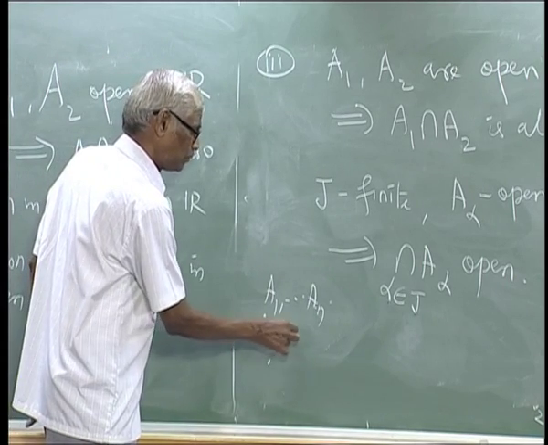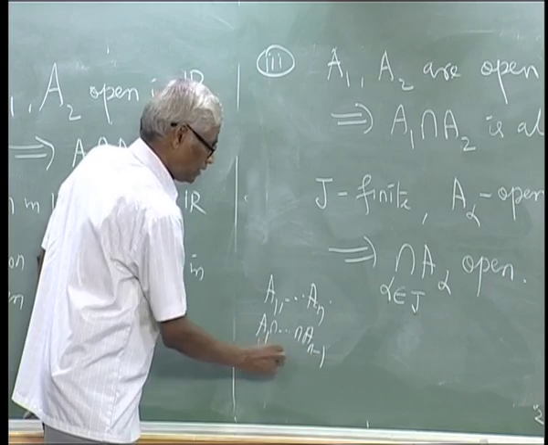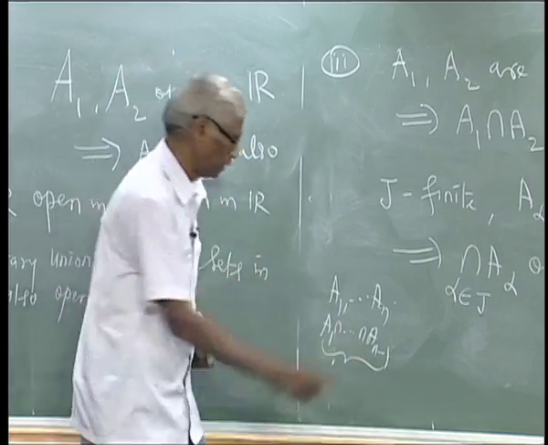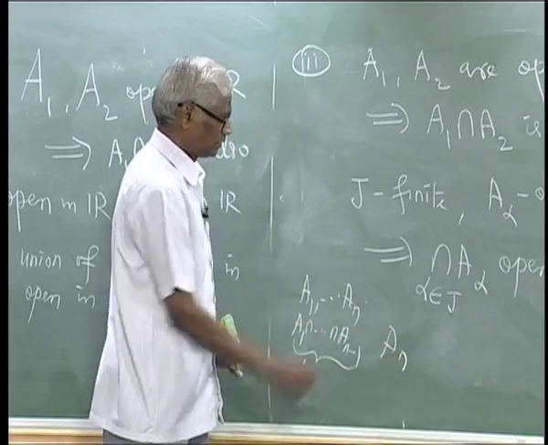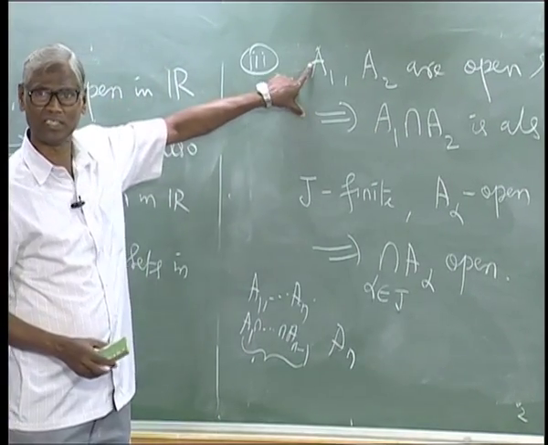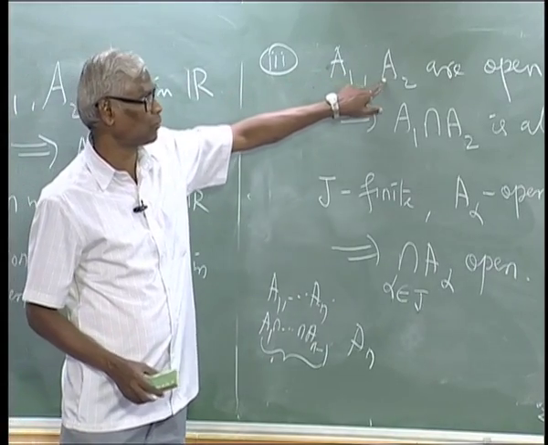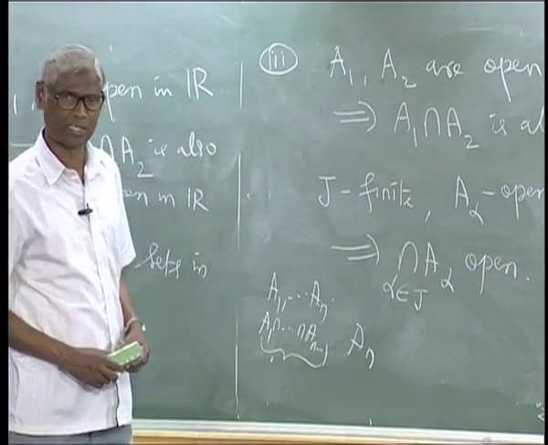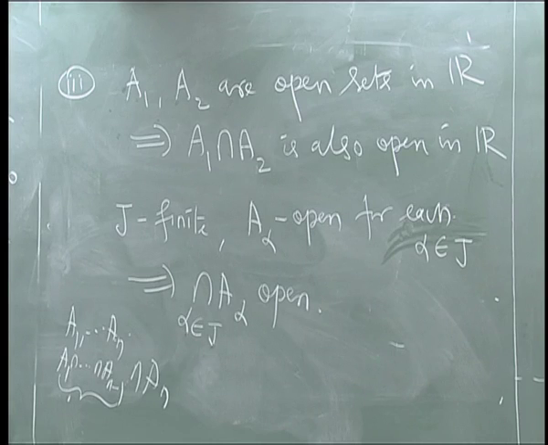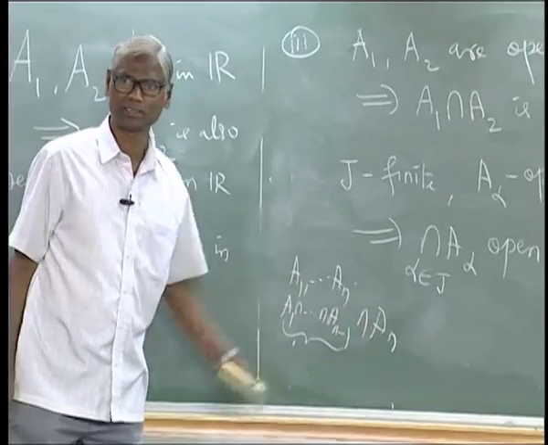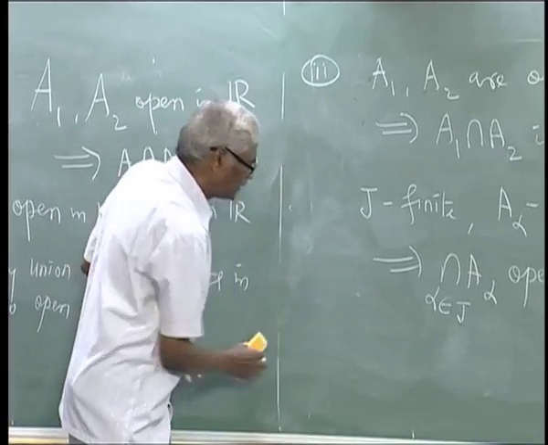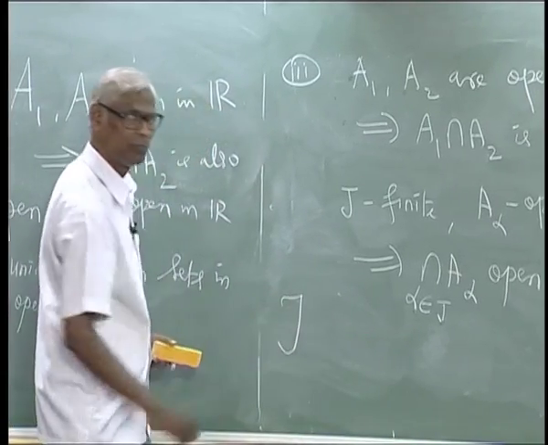So then we have A1 intersection A2 intersection up to An minus 1 is open, An is open, then we have proved that A1 intersection A2 is open. This is an exercise, so you can easily prove that A1, A2 open in R implies A1 intersection A2 is open. Hence using that we can prove that A1 intersection A2 up to intersection An is open.